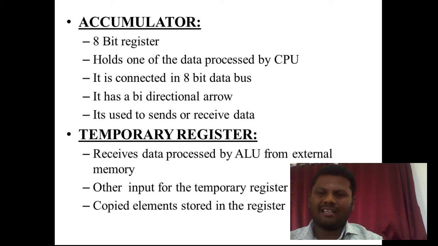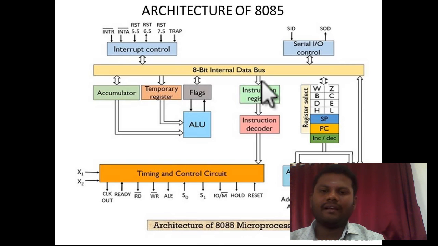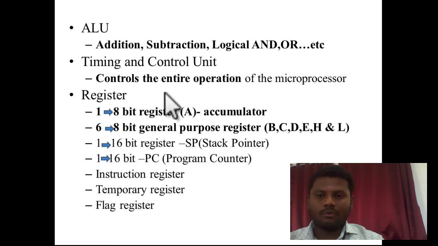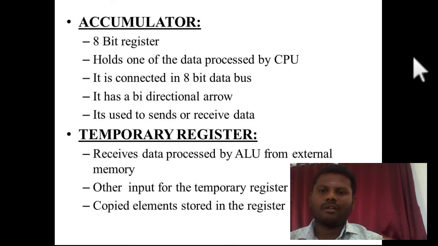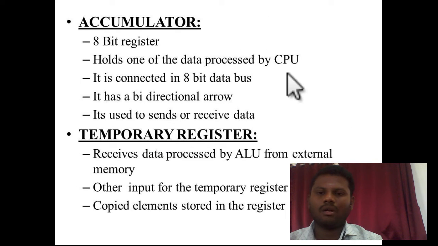Another point: the accumulator is connected to the 8-bit data bus. We already saw the 8-bit internal data bus in the diagram, right? The accumulator sends a signal to and receives a signal from the 8-bit data bus, wherever the interrupt control and the serial input and output controls give inputs. The accumulator can receive them, as well as the temporary register. So in the application, it works like this. It is bidirectional, as we already know it has two directions: from the accumulator to the internal data bus, and from the internal data bus to the accumulator. So it is a bidirectional one, and it is used to send or receive data.